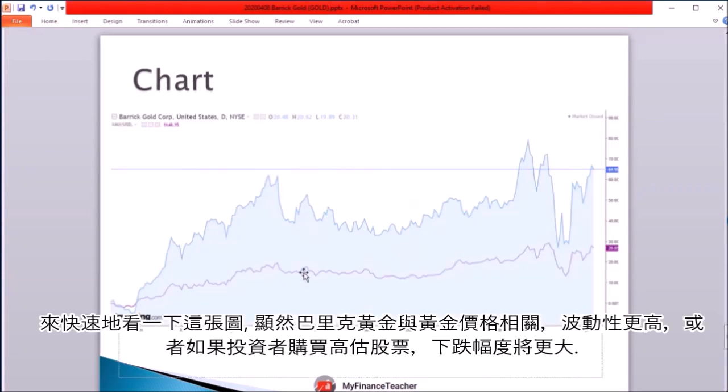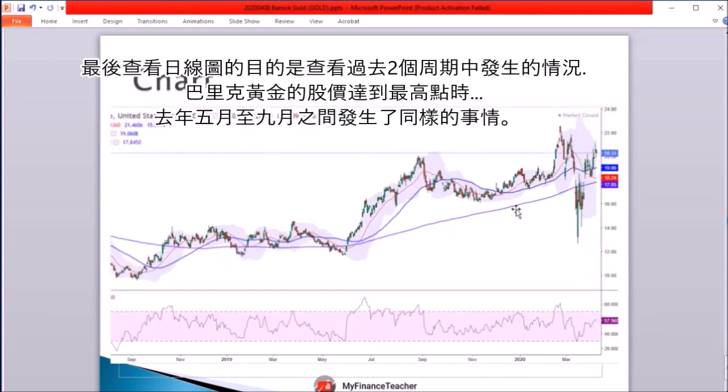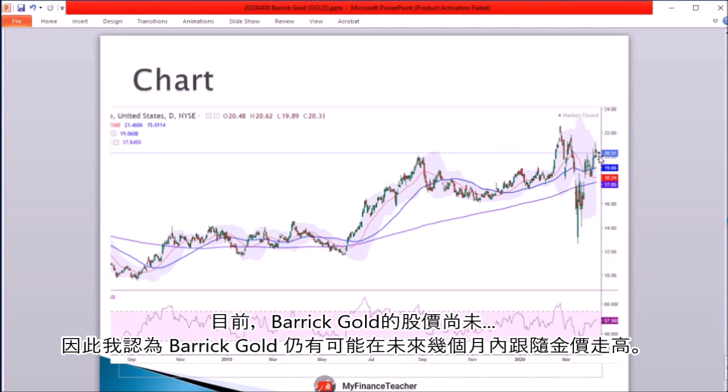Let's have a quick look at the chart. Clearly, Barrick Gold is correlated with the gold price. The volatility is higher. If an investor were to buy an overvalued share, the drops would be more significant. And lastly, looking at the daily chart, looking at what happened in the last two gold cycles, we see that the share price of Barrick Gold only topped. Same thing happened here between May and September last year. What's happening at the moment is we haven't had.